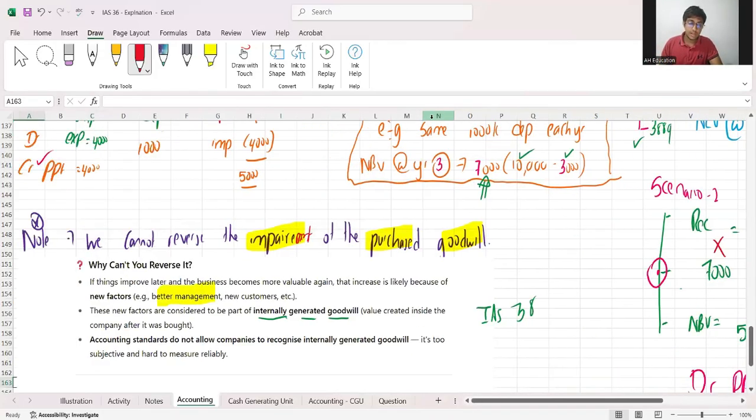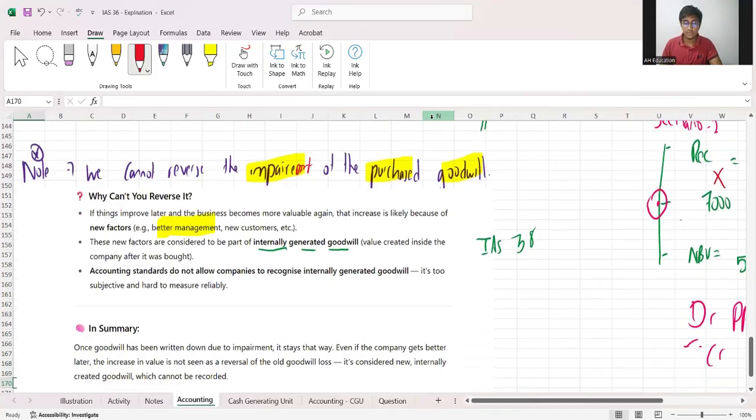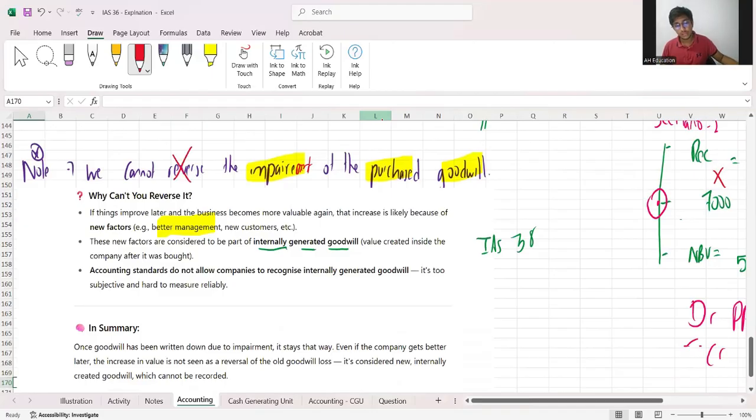And your final part would be in terms of your impairment. You need to understand, you can never reverse your impairment of your goodwill. Now, for this particular part, even I did not know the answer till last week. That's when I prepared the notes. Then I checked in ChatGPT. Why can't I reverse my impairment of purchased goodwill?